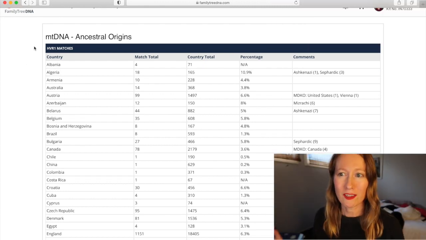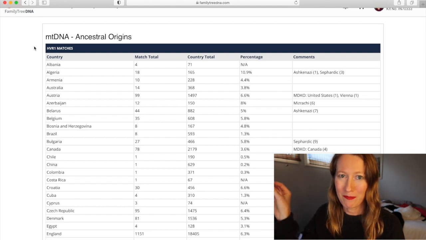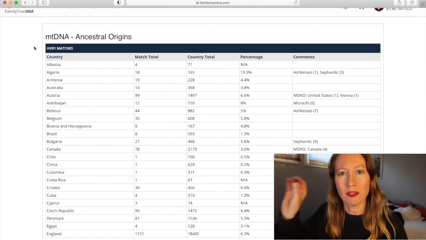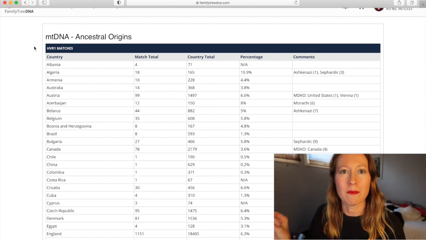So what ancestral origins is telling you is the most distant known country of your matches. Everyone who's done their MtDNA test has traced as far up their female line as possible. Mother to mother to mother to mother to mother, remember? And the furthest back that they've gotten, they've logged what country that person was in.